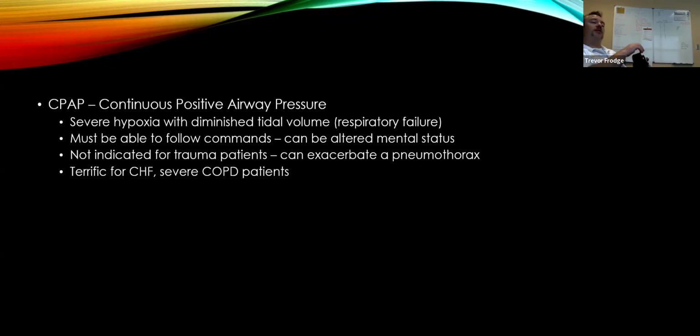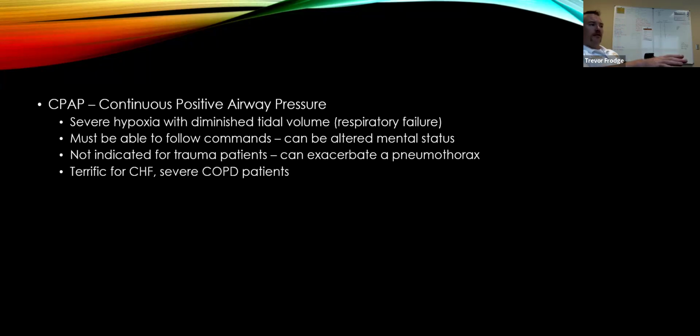Then we have the CPAP. So as we kind of ramp up our system, this is kind of our third oxygen delivery device. This is severe hypoxia with diminished tidal volume. So our patient's no longer in respiratory distress here. They're not just short of breath. They're not having difficulty breathing. They cannot breathe. They're in respiratory failure, meaning their system is failing, it's collapsing, and we're quickly on the downhill slide to respiratory arrest. To use CPAP, they have to be able to follow commands.